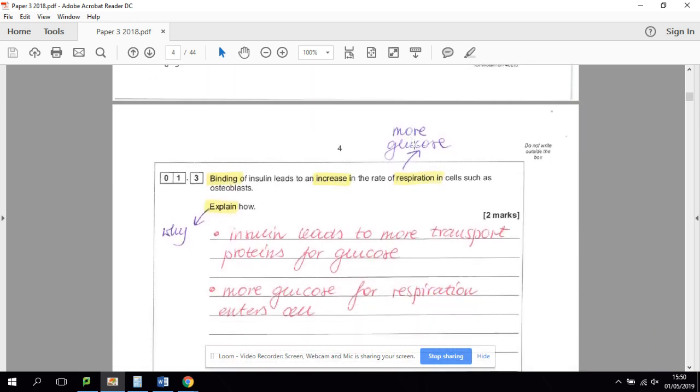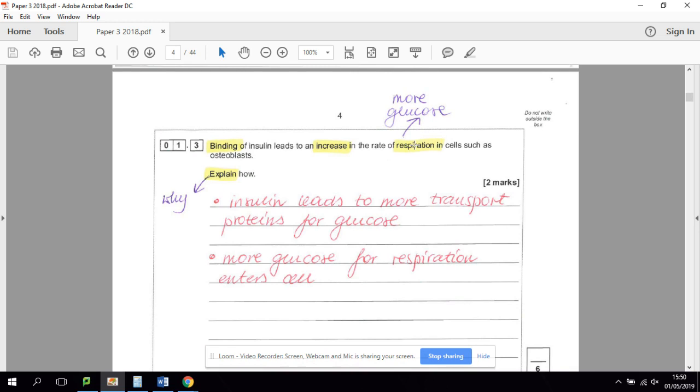Right. 1.3, then binding of insulin leads to an increase in the rate of respiration in cells such as osteoblasts, and explain how. So increase in respiration. What do we need for respiration? We need glucose. We know it was the positive feedback that we were looking for. So increase means we need more glucose. Okay, how the glucose is then related in the whole thing? We've seen insulin. What is insulin? Okay, insulin leads to more transport proteins for glucose, for example. So more glucose will be available for respiration for those cells, so they enter the cell.